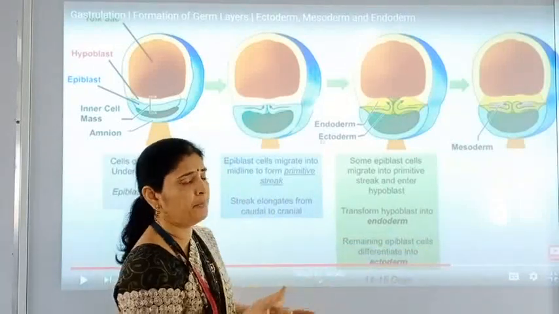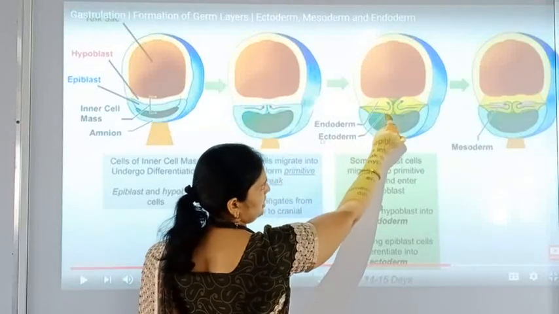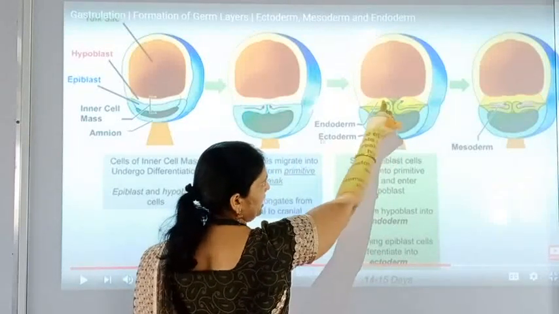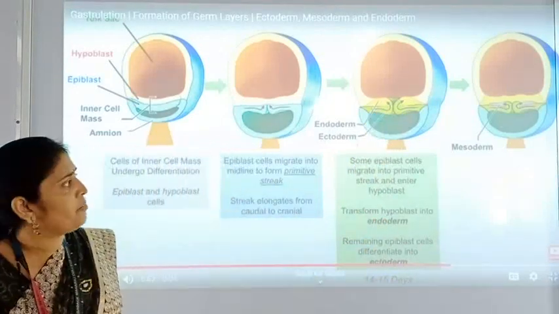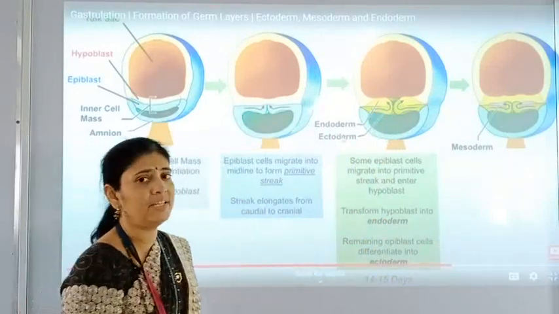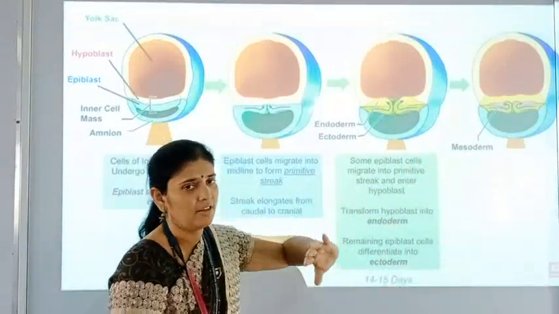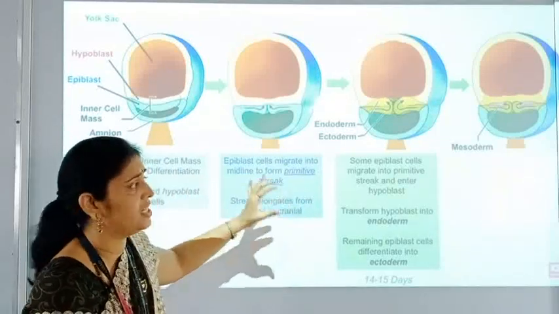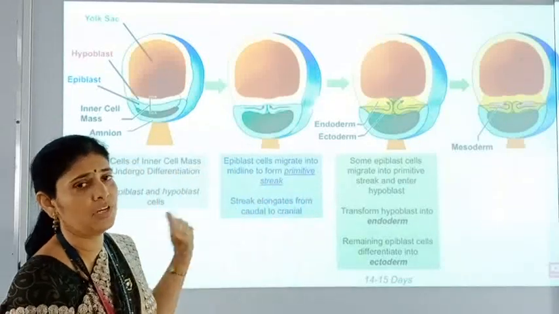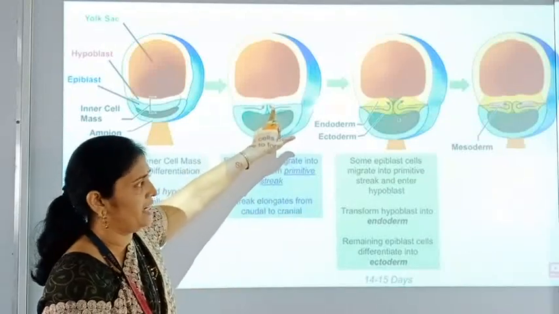So here what happens, this epiblast is forming ectoderm as well as endoderm, and then the middle part here is forming the mesoderm layer that is shown in the last diagram. We can observe these are the different developmental changes occurring during the gastrulation process, and this structure is called the primitive streak.